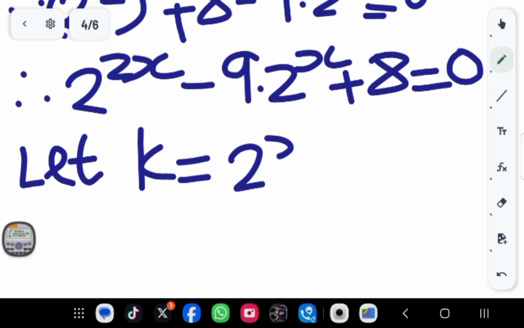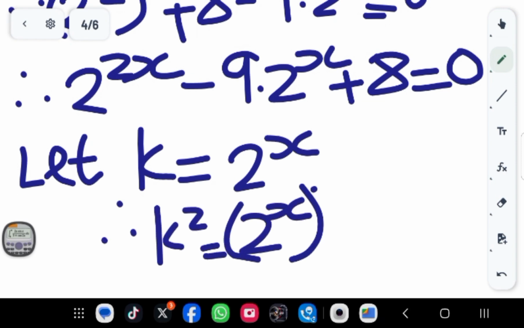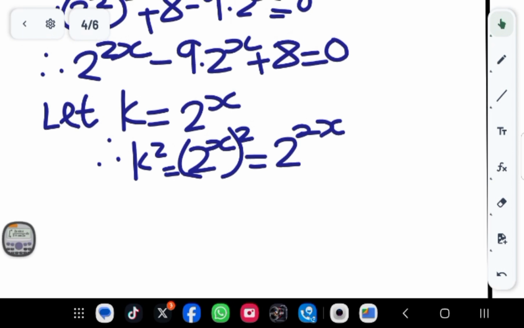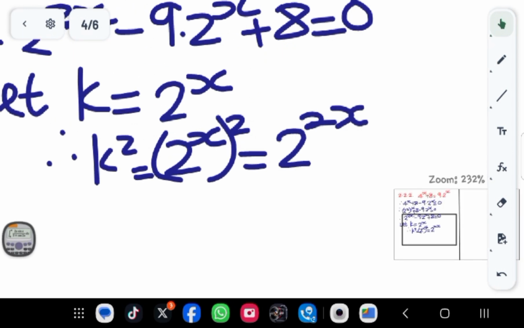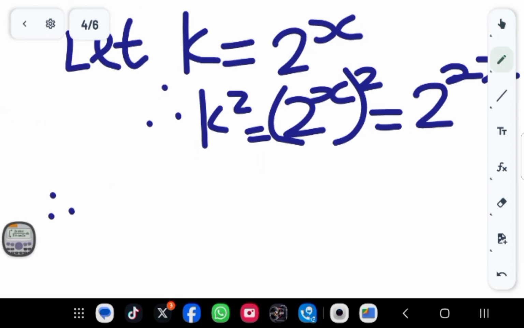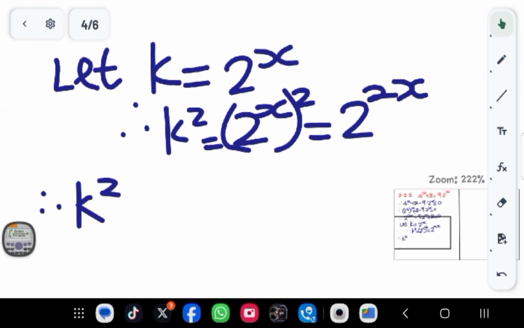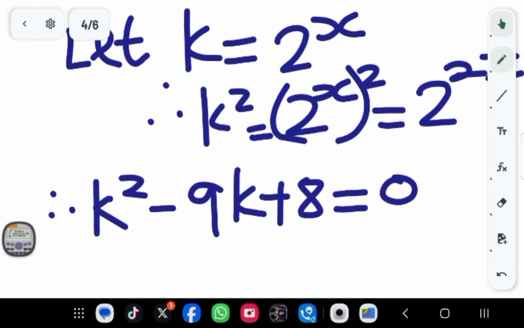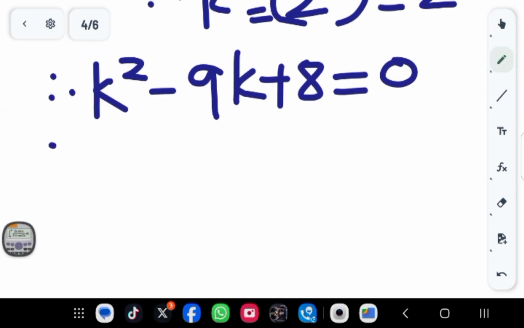So if k equals 2 to the power of x, therefore k squared becomes 2 to the power of x all squared, which leaves us with 2 to the power of 2x. Therefore, now we replace the 2 to the power of x by k, so that becomes k squared minus 9 times k plus 8. Now you can see this is a much easier quadratic equation to deal with and even factorize.